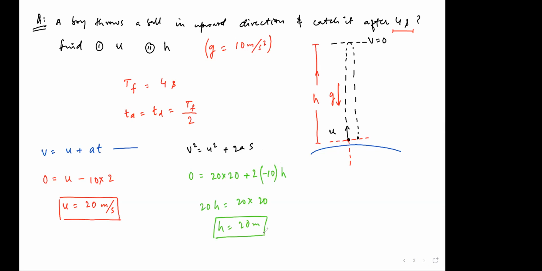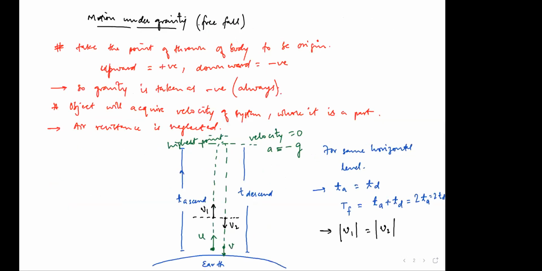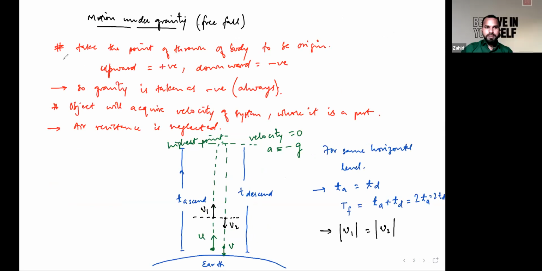So when an object is falling from a height, the gravitation will be minus. Is it right? Yeah, I've just defined these three different statements. First, take the point of throw of any object to be the origin, and on the basis of that origin, all upward quantities would be positive and all downward quantities would be negative. Since gravity always acts along the downward direction, it will always be taken as negative.